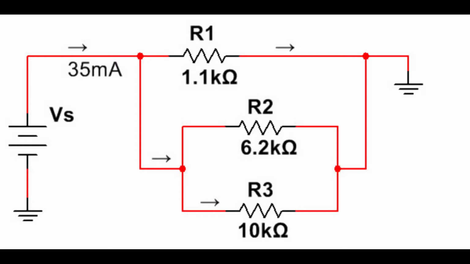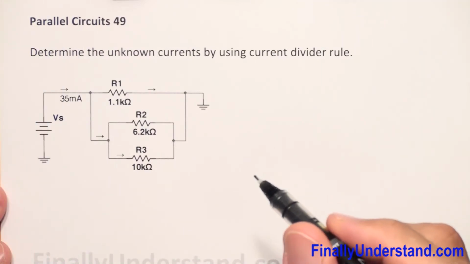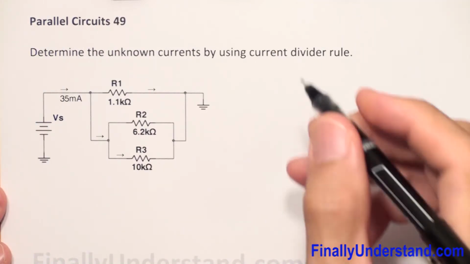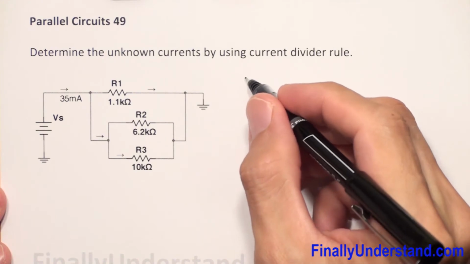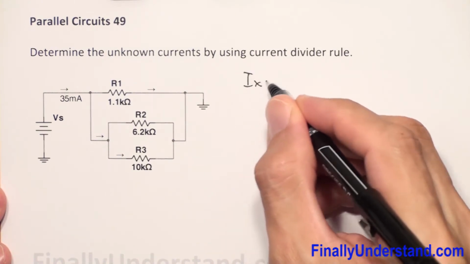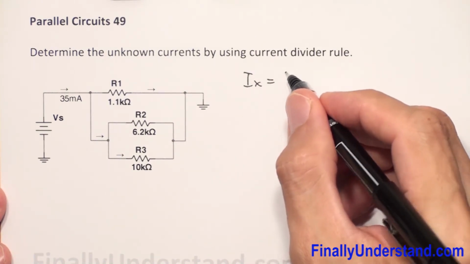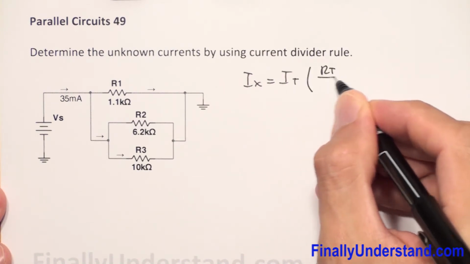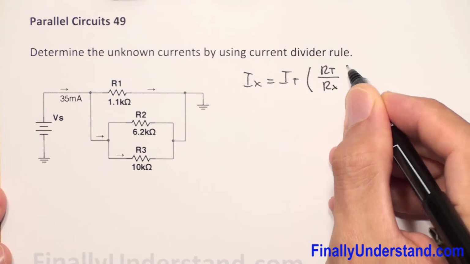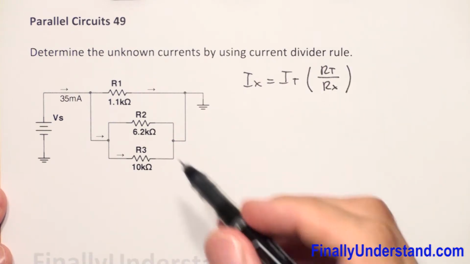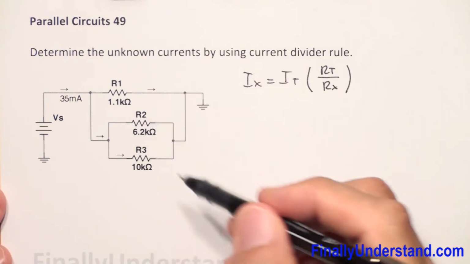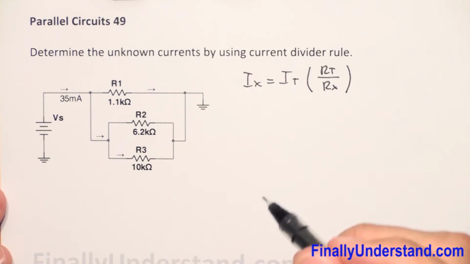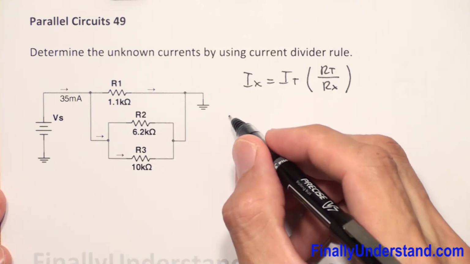Let's take a look at this example. We're supposed to again find the currents in the circuit using the current divider rule. Let me remind you that the current divider rule looks like this: Ix is equal to I total times R total over Rx. In order to use this formula, I have to find the total resistance first.